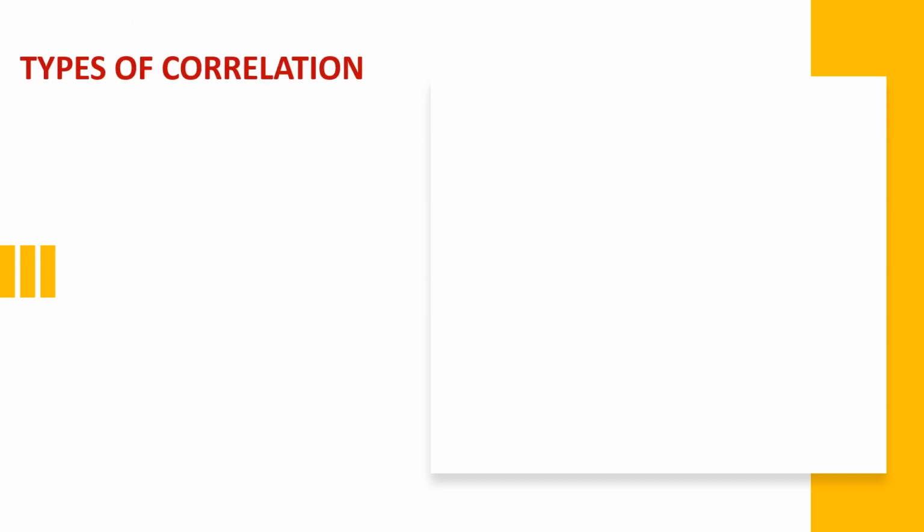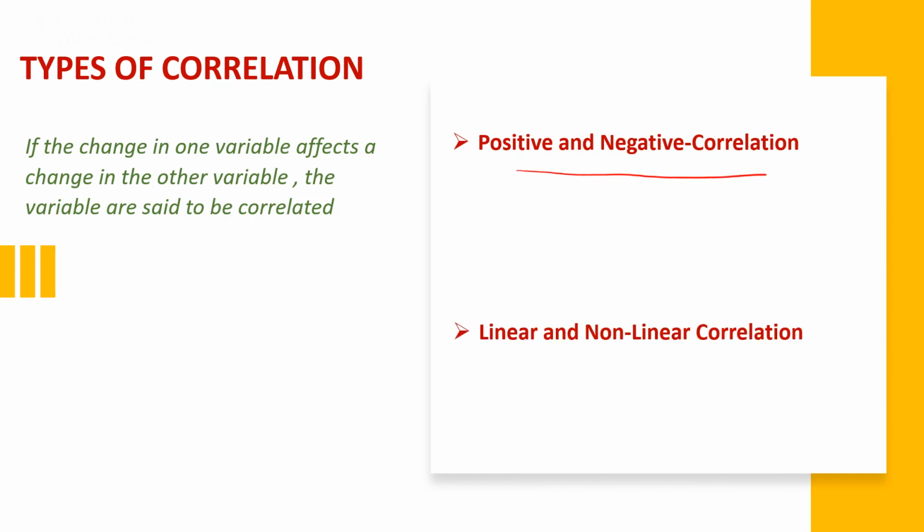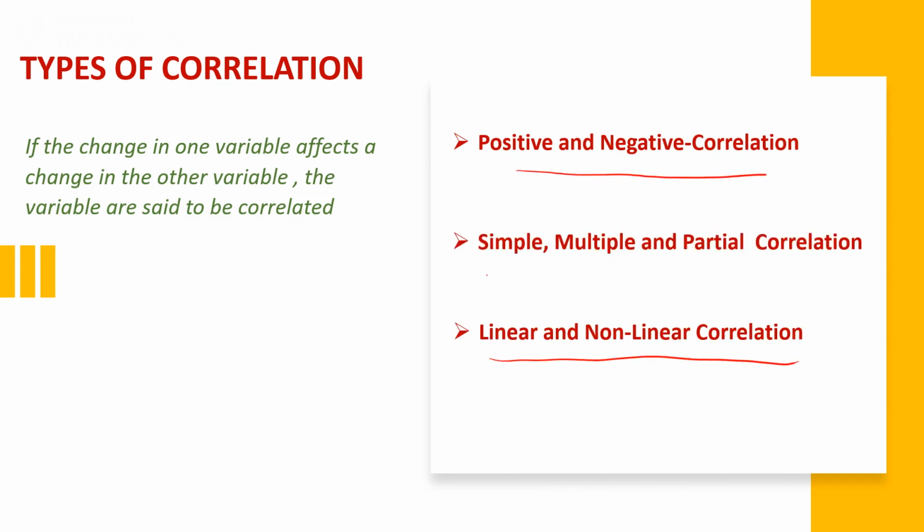The types of correlation. If a change in one variable affects a change in another variable, the variables are said to be correlated. There are many ways to express correlation: positive and negative correlation, linear and non-linear correlation, and simple, multiple and partial correlation.